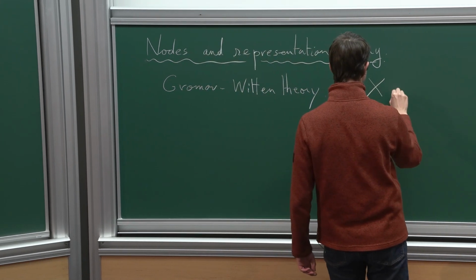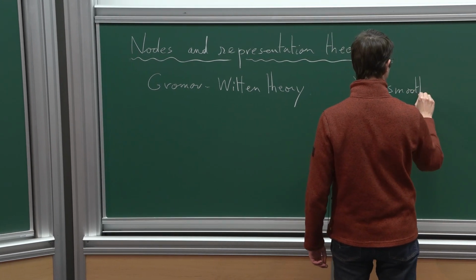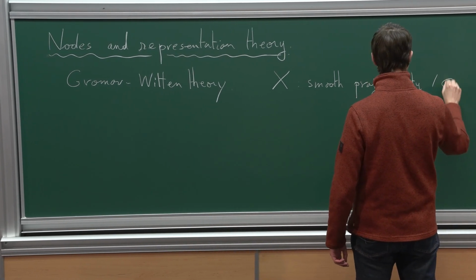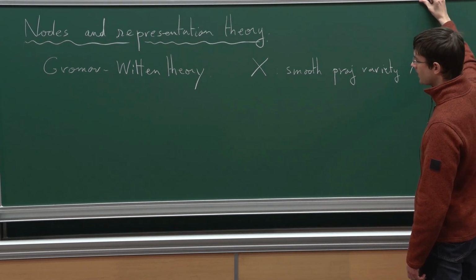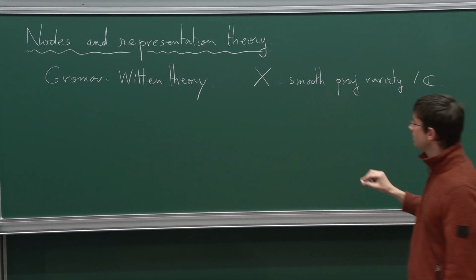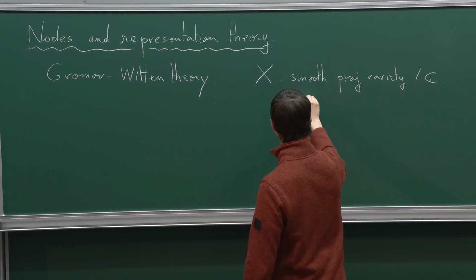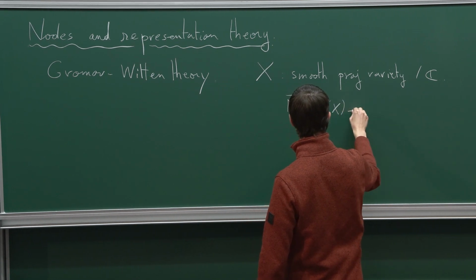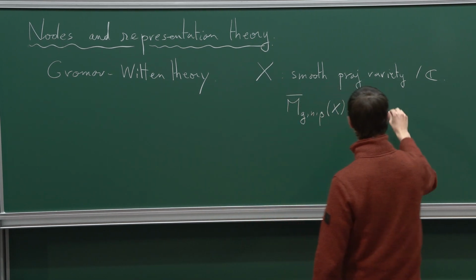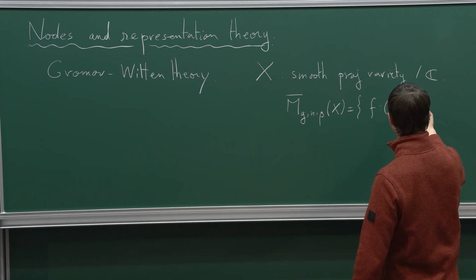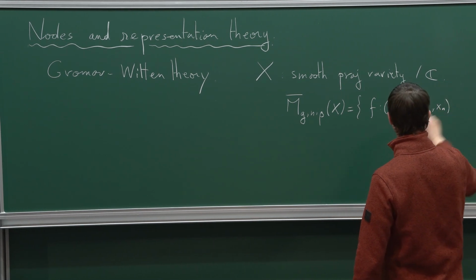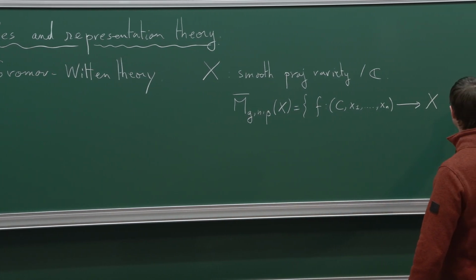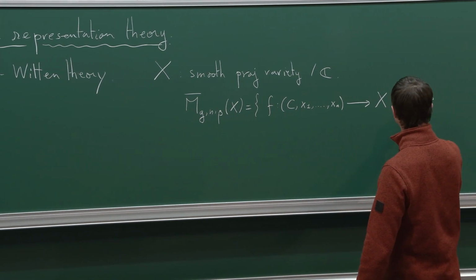So we fix X, some smooth projective variety over the field of complex numbers. And then Gromov-Witten theory is based on moduli spaces of stable maps. So I have moduli spaces M_{g,n,beta}(X), which are moduli spaces of stable maps, so maps from nodal curves of arithmetic genus g with n smooth marked points to X of class beta, and which are stable.